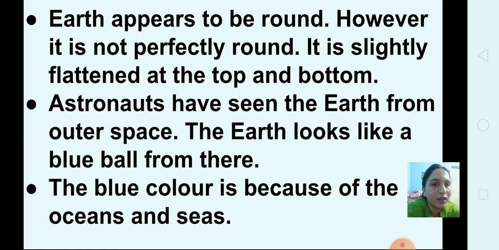Astronauts have seen the earth from outer space. The earth looks like a blue ball from there. Tell me why? Because seas and oceans are present on the earth. The blue color is because of the oceans and the seas.